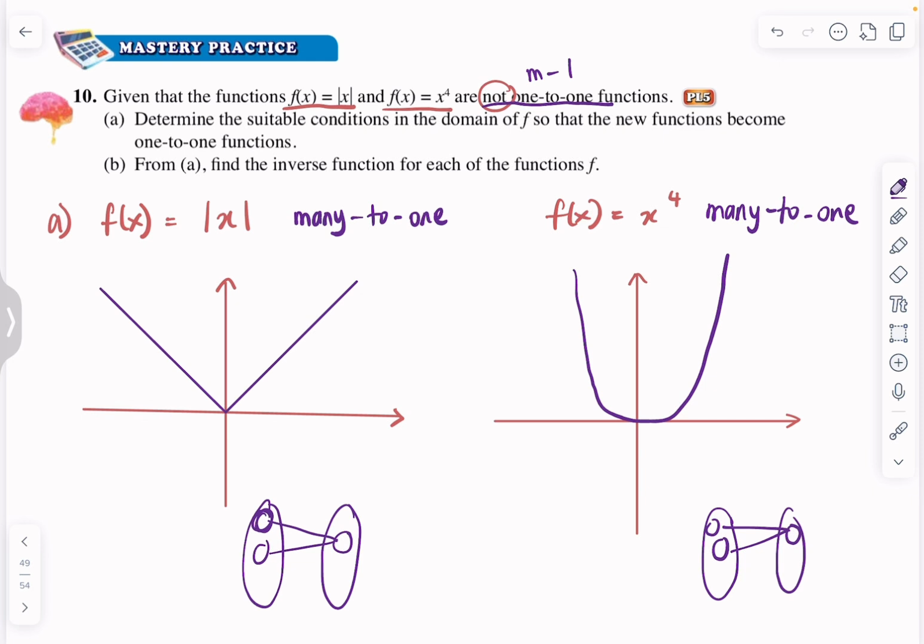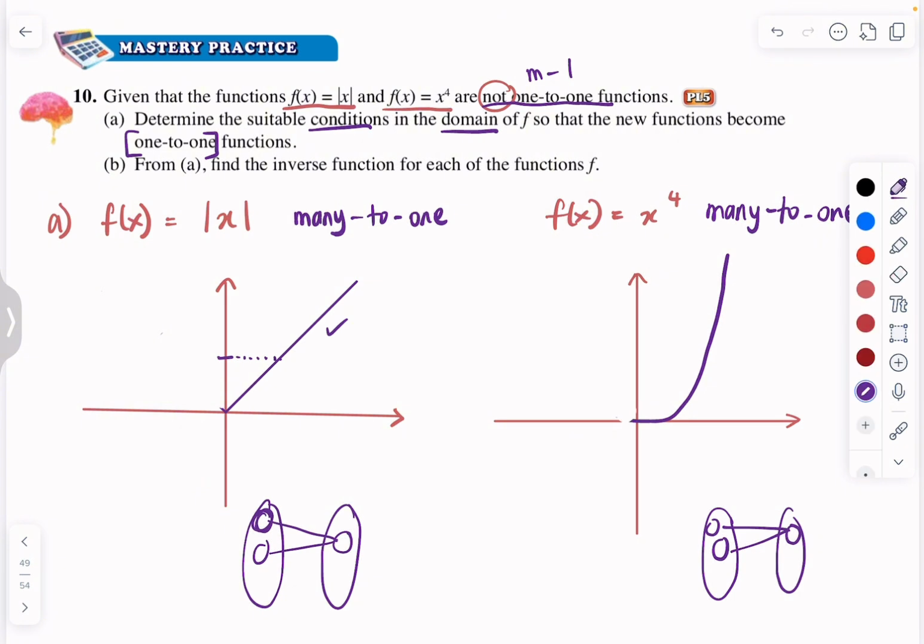So determine the suitable conditions in the domain of f so that the new functions become one-to-one. Okay, so how to make this function one-to-one? Now the problem is whenever you have one image, you have two different objects. So if we cancel this one out, then you will only have one object. So what we do is we have to choose this part. This one, all we erase. So if we erase this, this will become one-to-one. Same thing goes here. So if we erase this, it will become one-to-one.